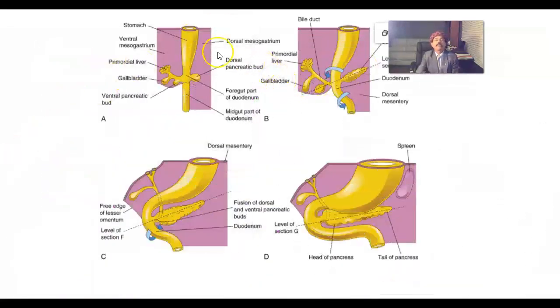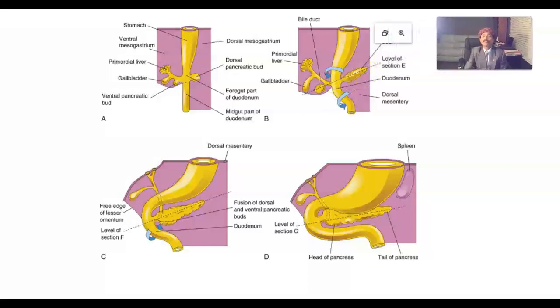So this is the dorsal mesogastrium. We are seeing the development of the dorsal pancreatic bud. Here is the ventral mesogastrium, with development of the ventral pancreatic bud. So we have the dorsal pancreatic bud and the ventral pancreatic bud. There will be rotation of the duodenum, and the duodenum becomes C-shaped. This is the dorsal pancreatic bud. This is the ventral pancreatic bud.